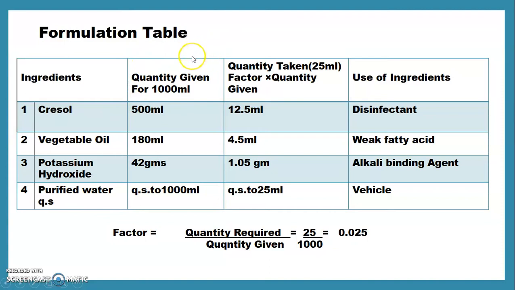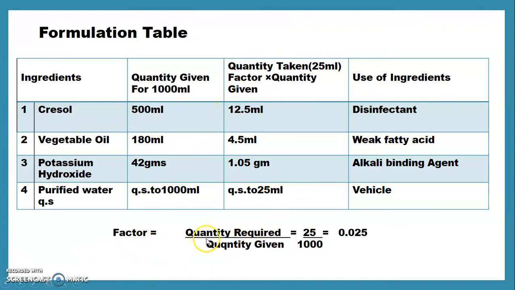Today's experiment is the Cresol with soap solution IP, that means our formula is mentioned in the IP for 1000 ml, and our formula is Cresol 500 ml, vegetable oil 180 ml, potassium hydroxide 42 grams, purified water QS to 1000 ml. That means all the formula is given for 1000 ml, but we have to prepare only 25 ml. For that we make a factor.